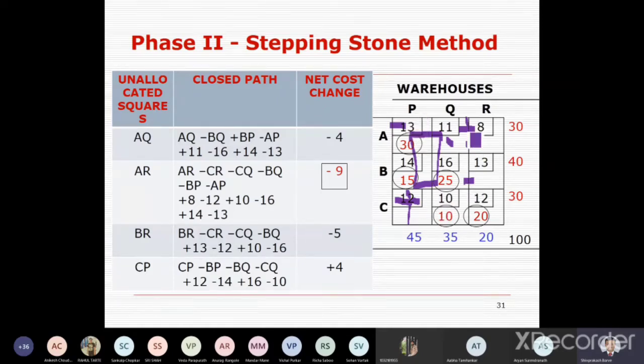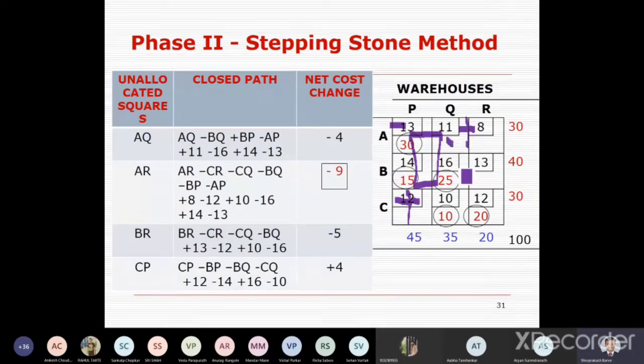Now why have I marked these positive and negative signs? Because I want to check the net cost. Now consider the cost. Use these symbols: the plus symbol is for this cell, AQ, and for BQ it is a minus symbol. The cost of AQ is 11 and the cost of BQ is 16.